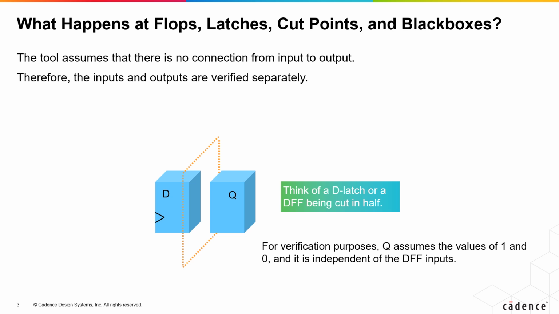So, we are breaking down the design at the flops and at other key points so that the verification is simplified. Thus, we can assume that the outputs of this flop behave independently from the inputs. For example, if you have a constant 0 input that's driving D, logically, that would make the output at QA constant 0. But, for the purposes of equivalence checking, you will assume the Q output to still have a value of 1 or 0, independent of the constant 0 input. The same holds true for latches, cut points, and black box inputs and outputs.